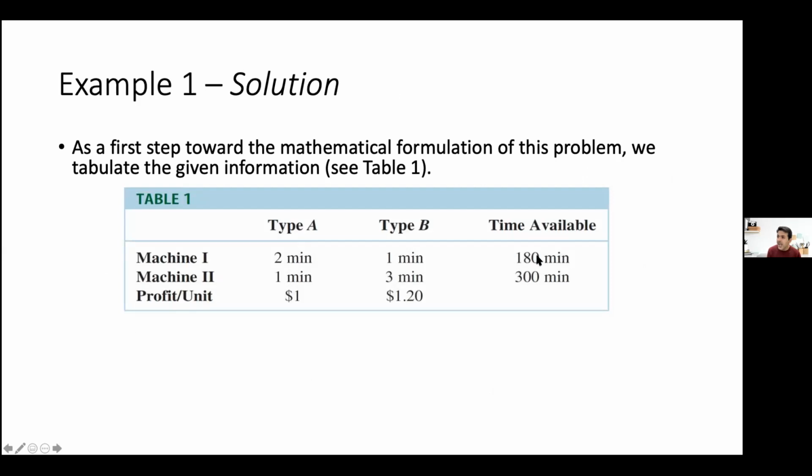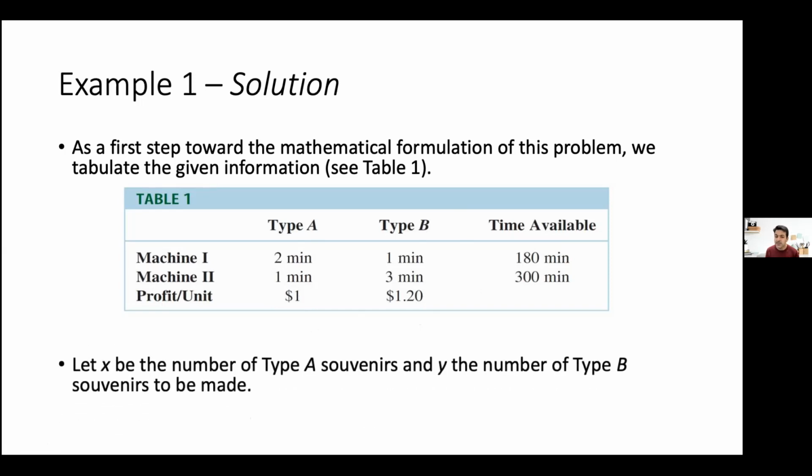So these are everything that we know. If you remember that, the profit for 1 unit of type A is $1, and $1.2 per unit for type B. So these are everything that we know about the question, a summarized version of the question, a table with everything that we know. That's the first and the most important part of the solution.